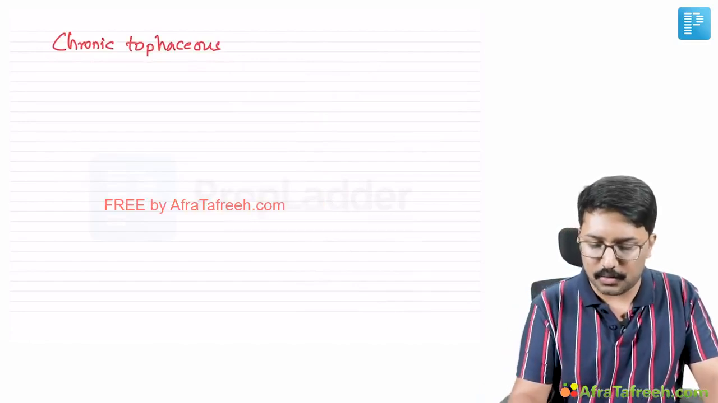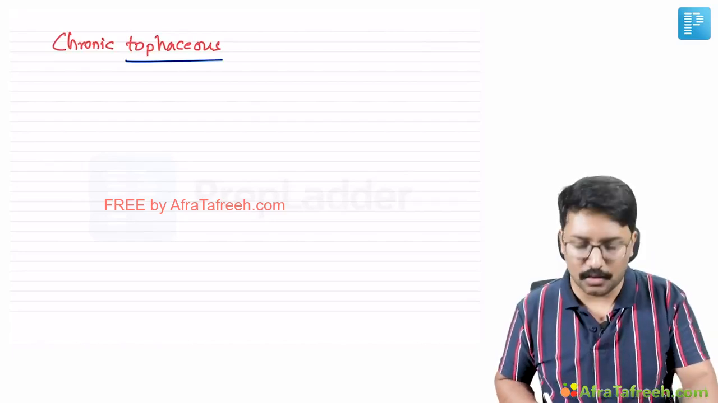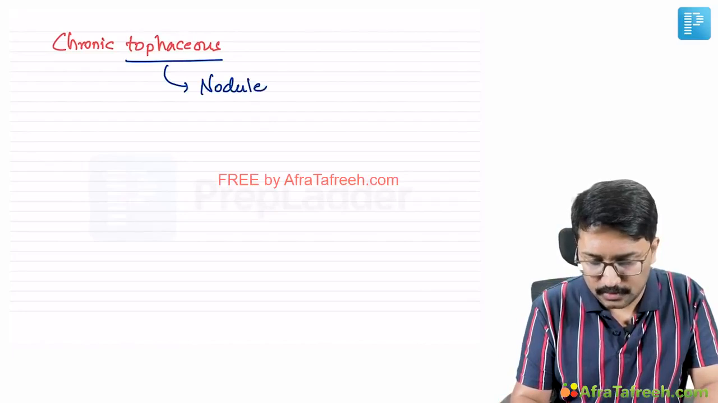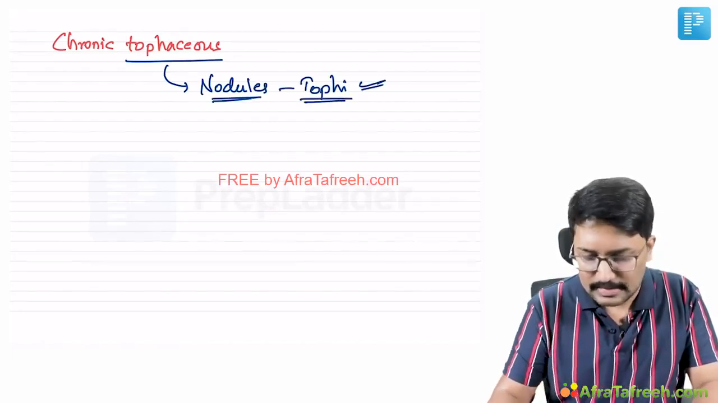Okay, now talking about the second form of gout presentation, that is chronic tophaceous gout, right? So chronic tophaceous gout is where patients present with deposition of the urate crystals on the joints, leading to formation of what we call nodules, right? Nodules known as tophi. This is the second form.